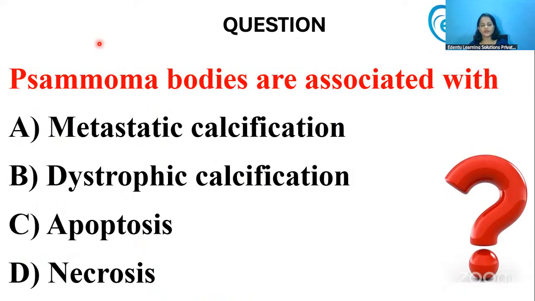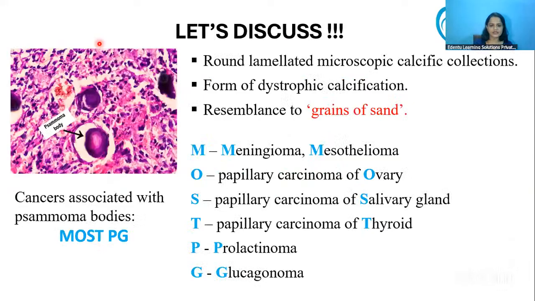Next question. Psammoma bodies are associated with which: metastatic calcification, dystrophic calcification, apoptosis or necrosis? Option B, dystrophic calcification. Yes. So let's see what psammoma bodies are. Psammoma bodies are round, lamellated, microscopic calcifications like this. They are considered a form of dystrophic calcification. Okay, they sometimes resemble grains of sand also.